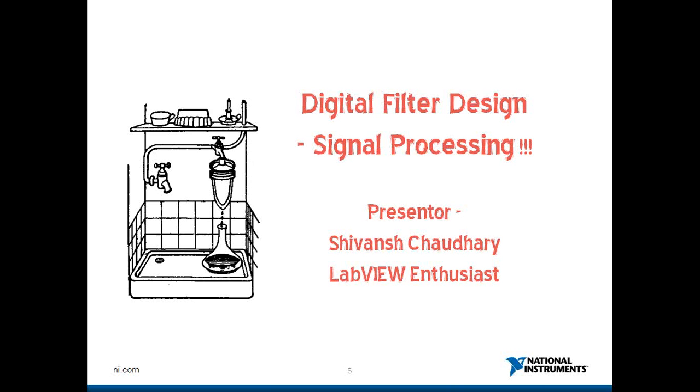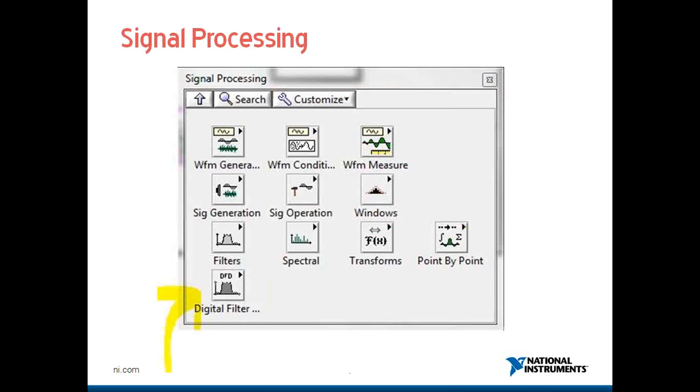So today we'll be talking about the signal processing palette. In the signal processing palette live a lot of functions: the waveform generation functions, the waveform conditioning functions, the waveform measurement functions, some signal generation functions, filters, spectral measurements, transforms, FFTs, point by point, and the digital filter design toolkit, which is what we are going to be focusing on today.